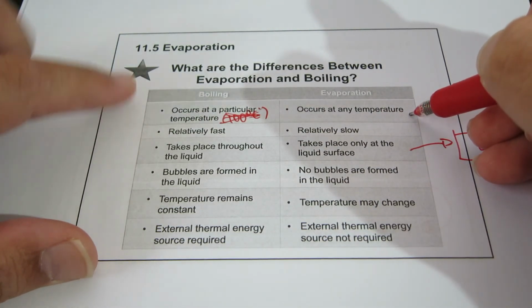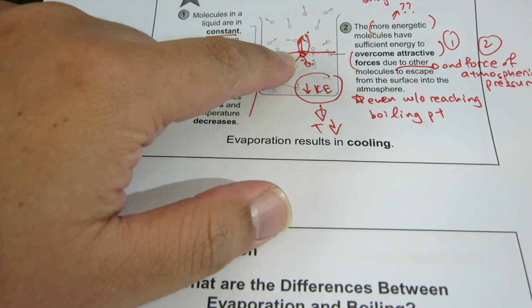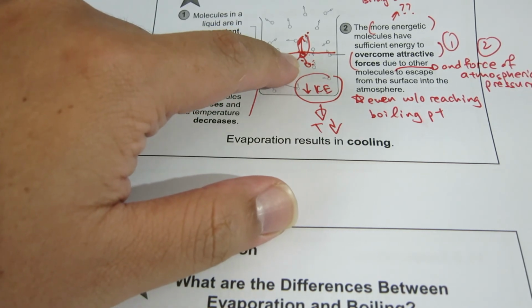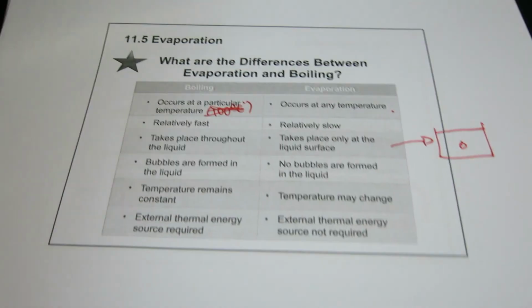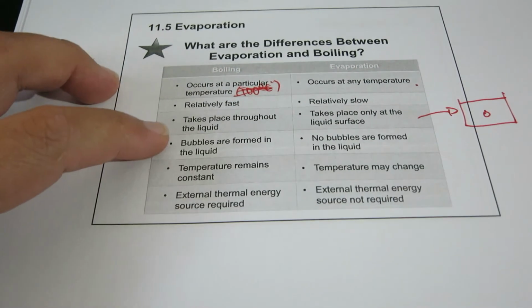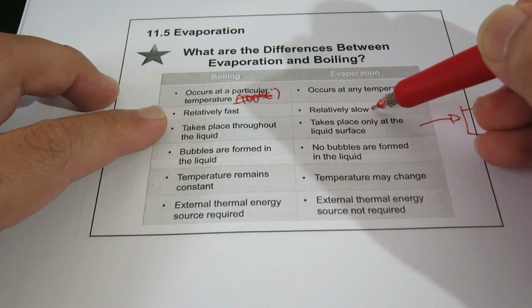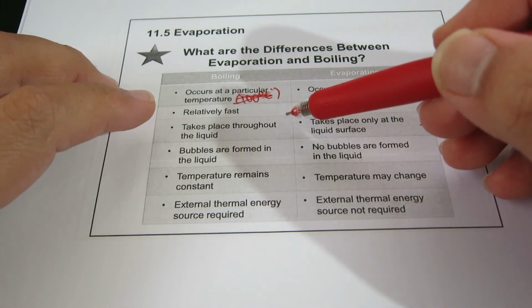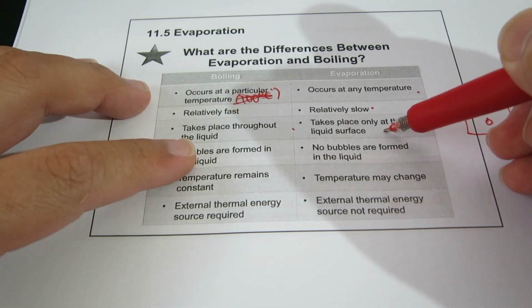Evaporation can occur at any temperature, because remember the mechanism is just due to the random collision. If you happen to have a molecule that suddenly collides so many times and it has enough energy to escape, then it will escape. It can occur at any temperature. Boiling is fast, evaporation will take a long time because of the random nature. Boiling will take place throughout the whole liquid, but evaporation will only occur on the liquid surface.